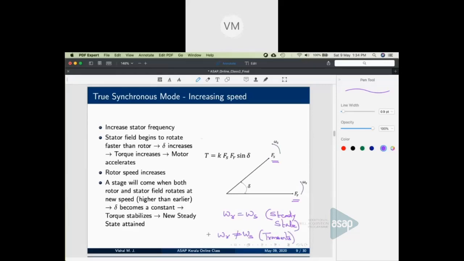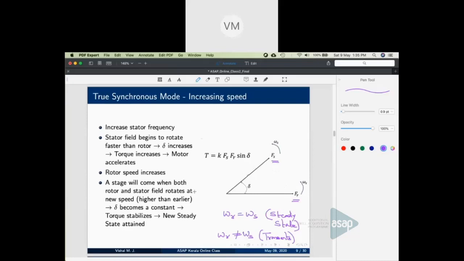Now, what happens is that let the machine be operating at a constant delta, which means that with respect to each other, Fs and Fr are stationary. Torque hence is a constant. See, torque is proportional to sine delta. Delta is a constant because the relative speed between them is zero. Under such a condition, a constant torque is produced.